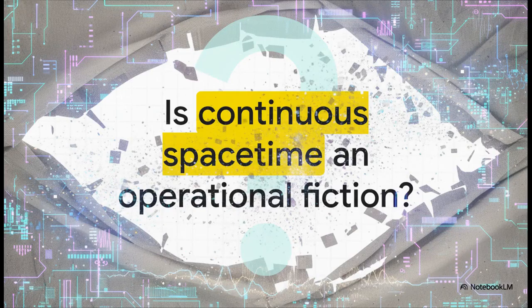So let's just jump right in and challenge the oldest assumption in physics, the idea that reality is built on a smooth, continuous fabric of space and time. What if that smoothness is really just an operational fiction? What if at the absolute fundamental level, the universe is actually a discrete, capacity-limited information engine, functioning way more like a digital network than a continuous sheet?